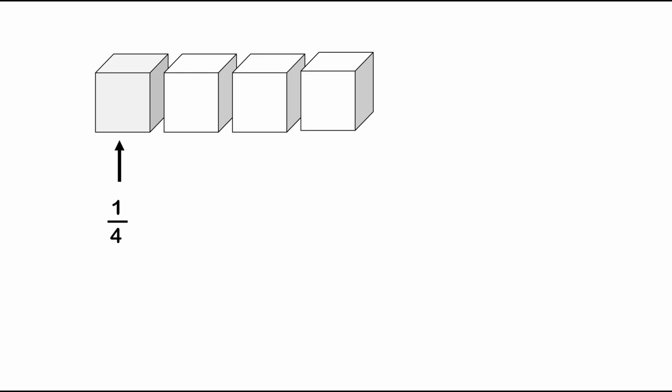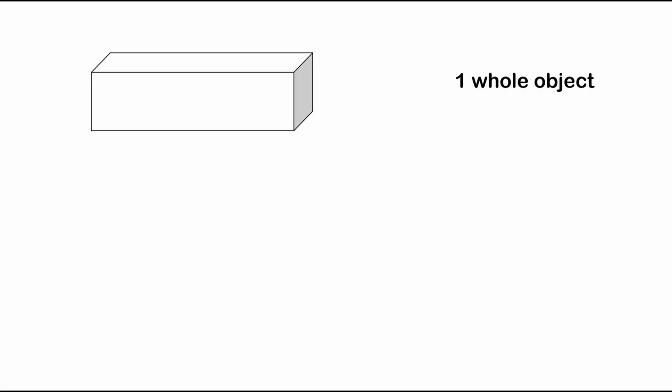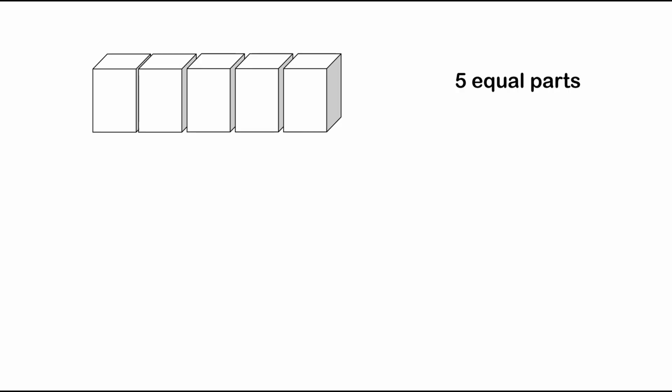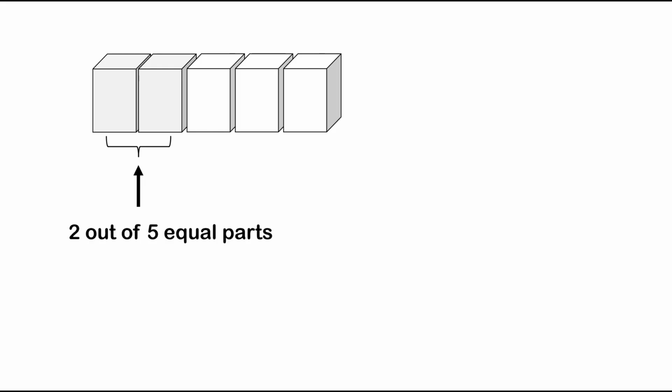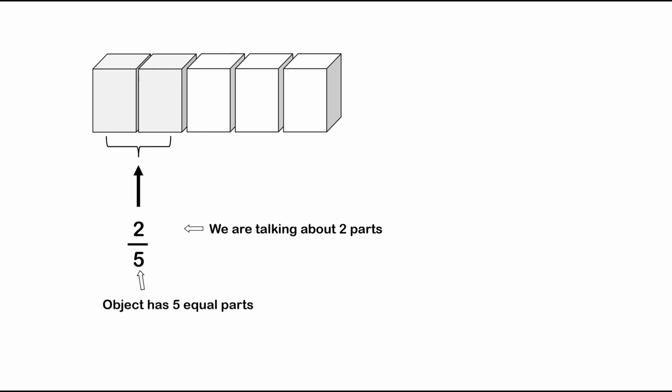Let's take another example. This is a whole object. We are going to divide it into 5 equal pieces. Now if we have to talk about these two pieces together, we can refer to them by saying 2 out of 5 equal parts. And in the language of mathematics, we will write 2 at the top because we are talking about two pieces, and we will write 5 at the bottom because the object is split up in 5 equal parts.